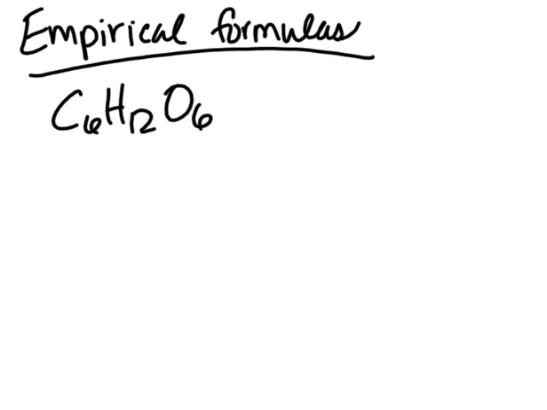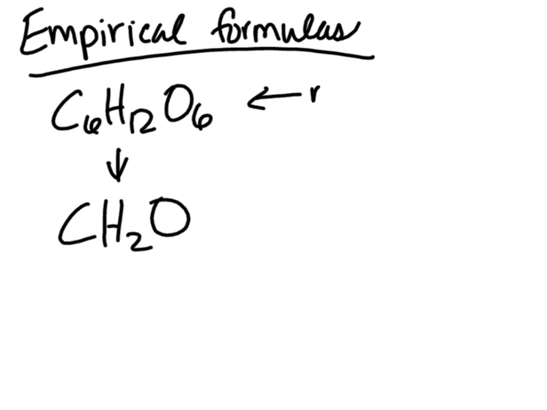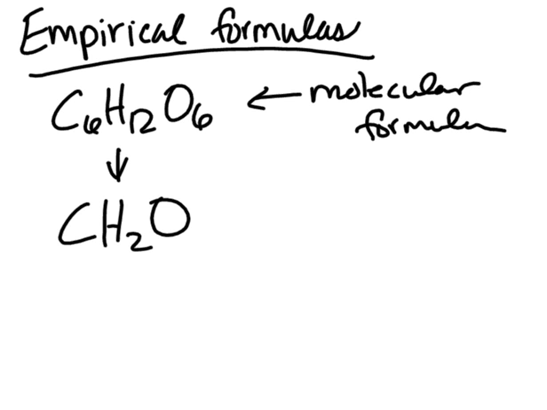C6H12O6, this would not be considered an empirical formula because I can reduce the subscripts. If I was to divide each one of these subscripts by 6, I would get CH2O. And that would be the empirical formula versus this being the molecular. This would be the empirical.